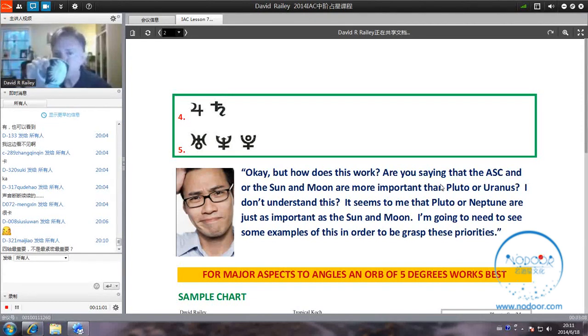Now, remember, interpretation, which you're learning about aspects here, so you're learning about the 4th stage of interpretation.